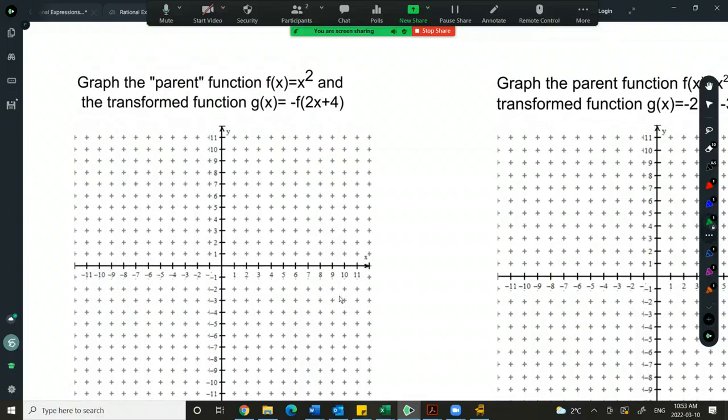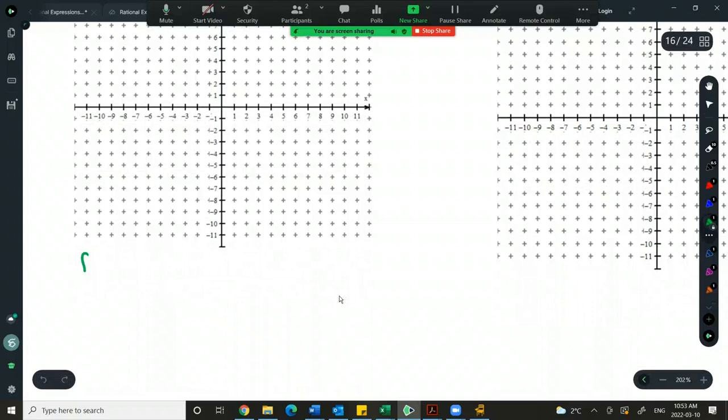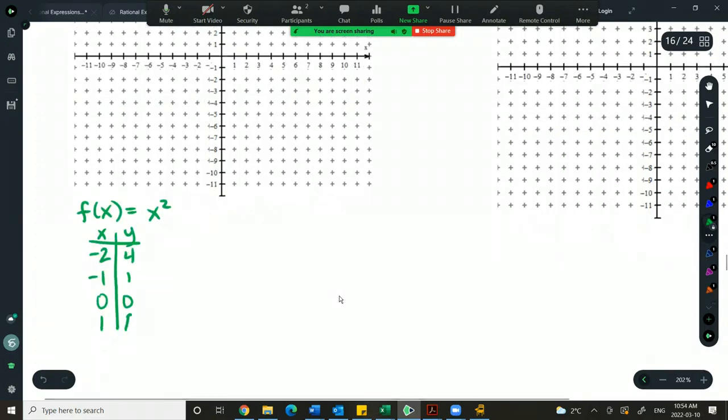Okay, so here's the parent function. We're going to have f at x equals x squared. And here's the transformed function. So I want to start with my parent function points, which we talked about above, which will be, sorry, we'll start at -2. -2, 4, -1, 1, 0, 0, 1, 1, and 2, 4.